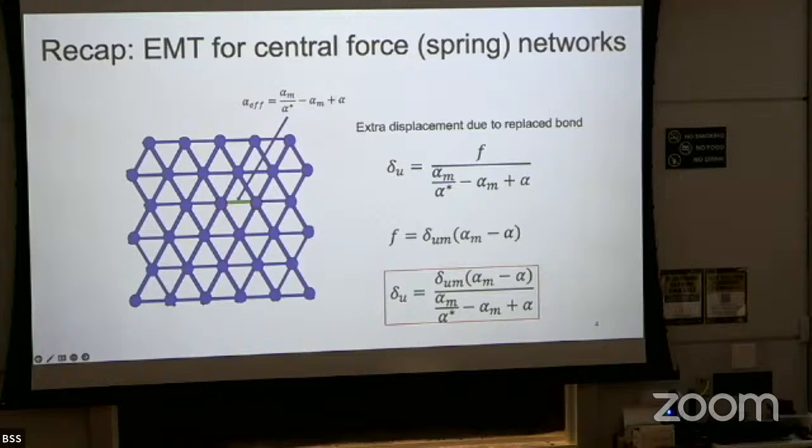Mathematically, this A star essentially tells us, if you have a completely ordered lattice, all of the spring constants are the same, which is alpha_m, and I ask you what is the effective elasticity between a pair of points, that is going to be alpha_m divided by A star, right? What A star is, we don't know yet. I'm going to show you the calculation for the dynamical matrix and how we define A star, and you will see from there.